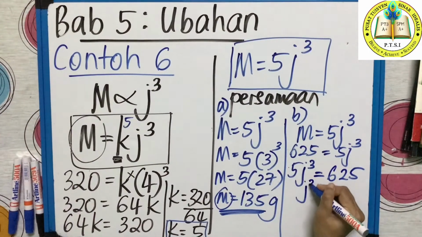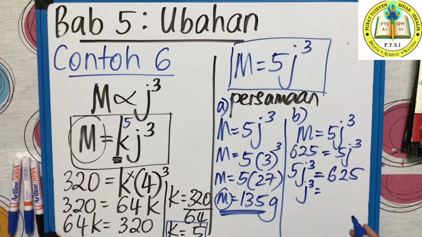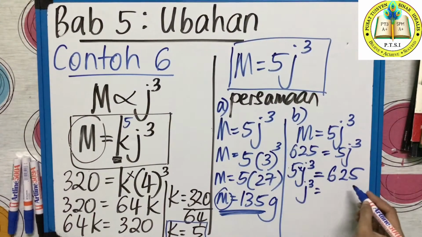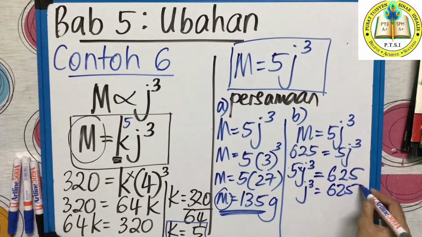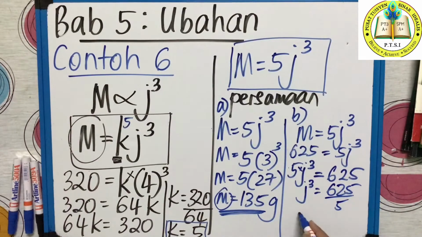So you want to get the jejari. 625 times 5 go there will be divide 5. So jejari kuasa 3 sama dengan 625 bahagi dengan 5, kamu dapat 125. You get 125. That is not the answer. They say jejari cube is 125. You want to get only jejari? What must you do? You learn in form 2. Make sure you do a cube root.